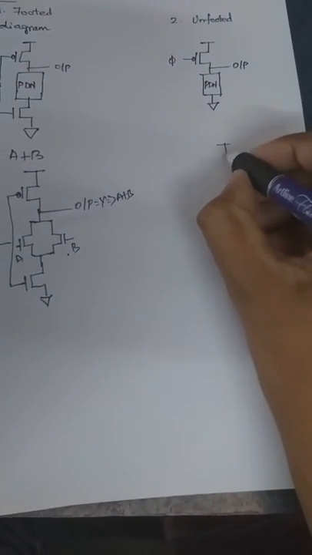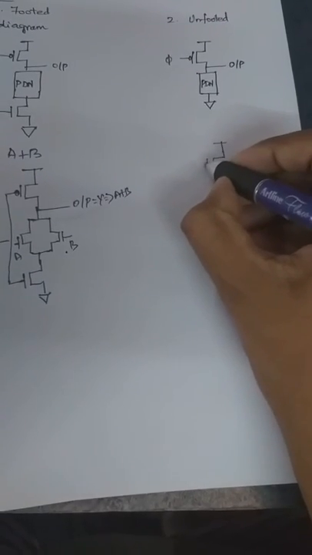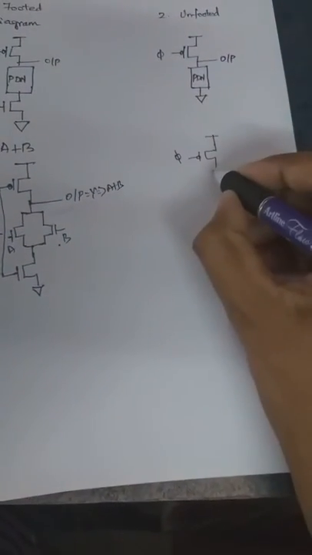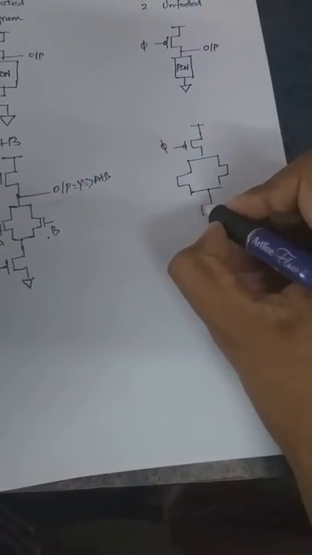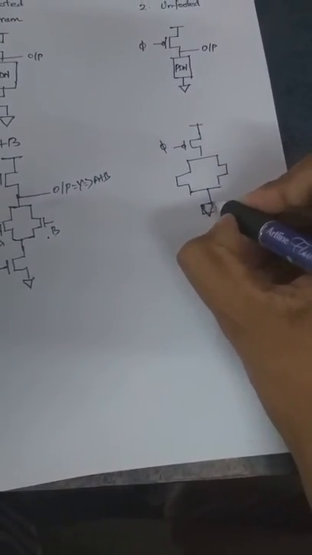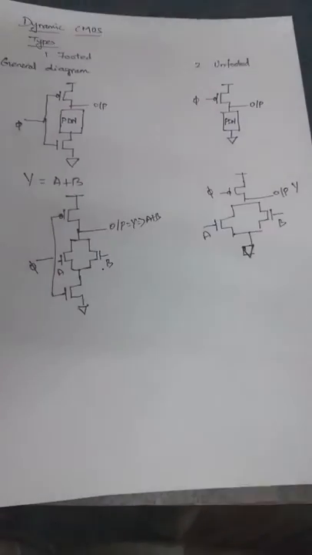So let us start designing the same using unfooted logic. As usual we will have a PMOS at the top, so that is it. This is how you can design a simple Dynamic CMOS, right?